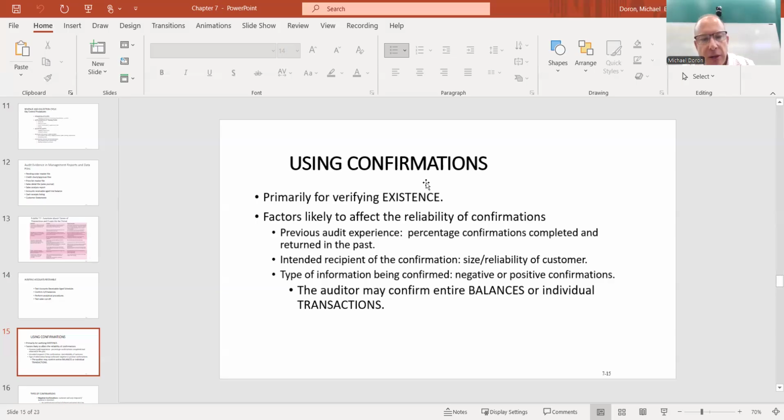Okay, who are you going to send it to? The intended recipients. You can look at the size and reliability of the customer. So you usually won't send it out to all of the customers. You'll do a sample. So you can do, for example, the biggest ones, the most material ones, send it to them.